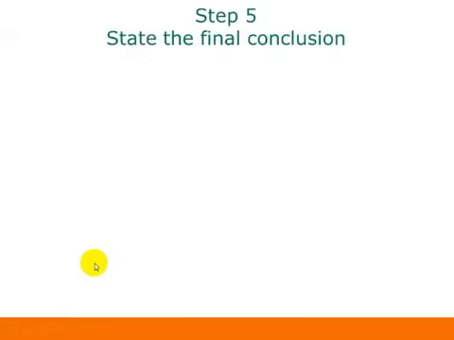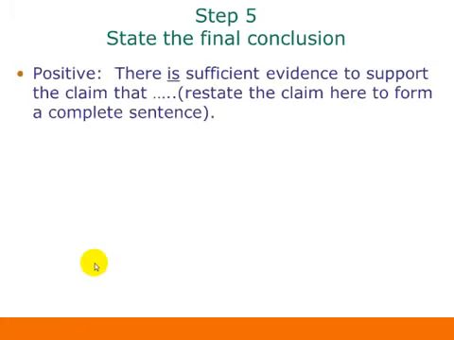Now step 5 is to state the final conclusion. And again, this is either going to be positive or negative. So if we had a positive initial conclusion, then we'll have a positive final conclusion. And this will say that there is sufficient evidence to support the claim that, and here we just restate the claim and make a complete sentence. So we can take the claim that we stated in step 1 and just copy it in here.